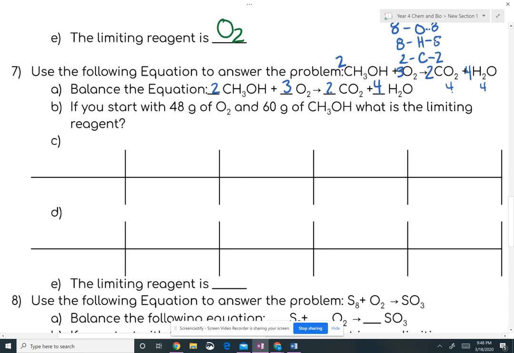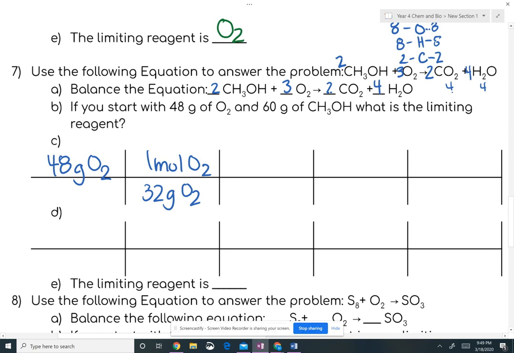Okay, so looking at this, right, you start off with your limiting reagent, and we're going to start with 48 grams of O2. And the first thing that we're going to do is convert that to moles. So 32 grams of O2 in 1 mole of O2. And again, I get these 32 grams from the periodic table, 16 and 16, right?